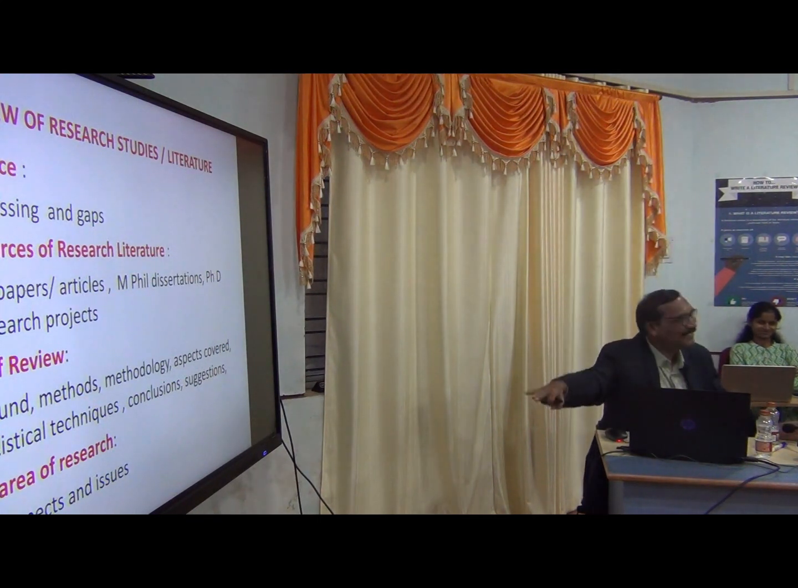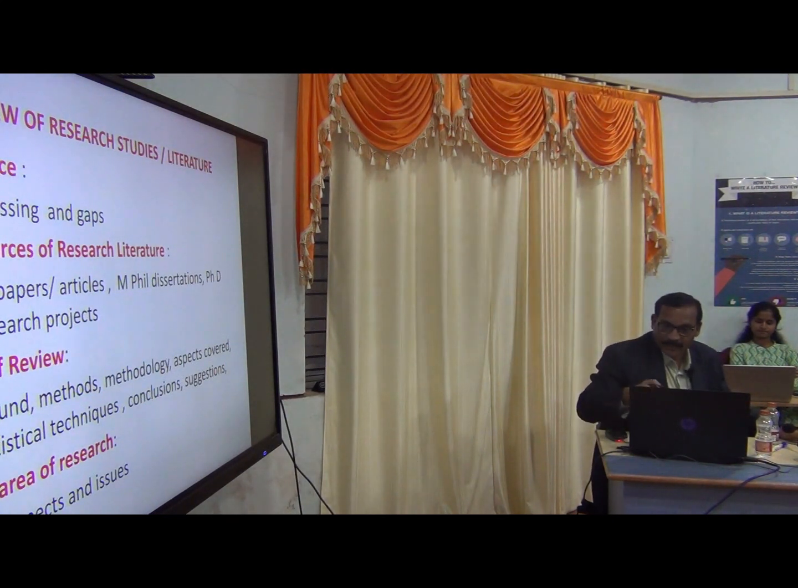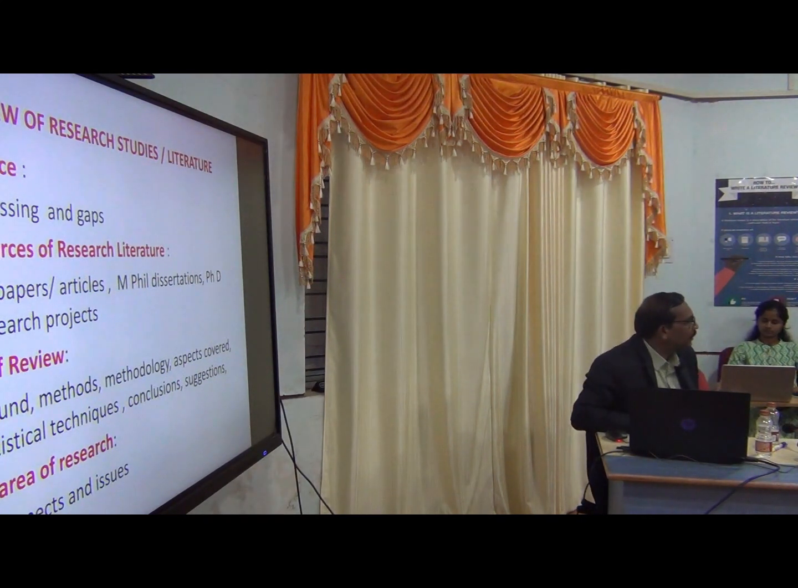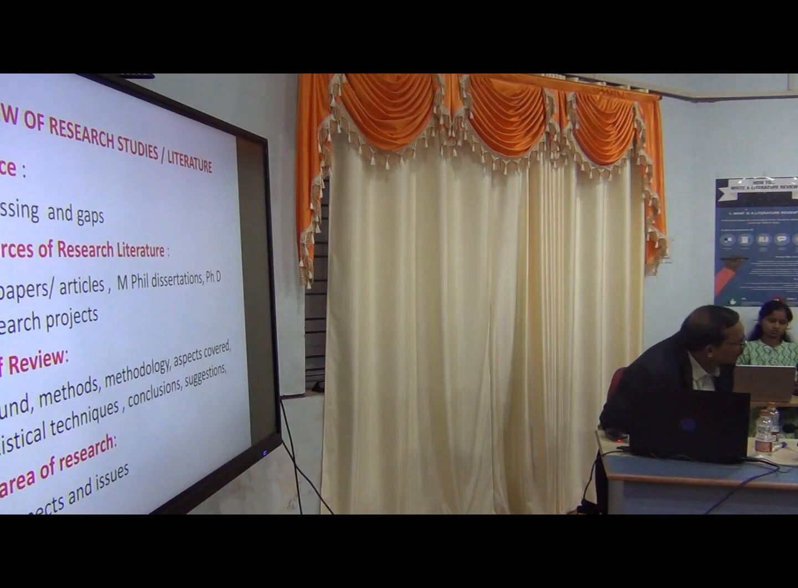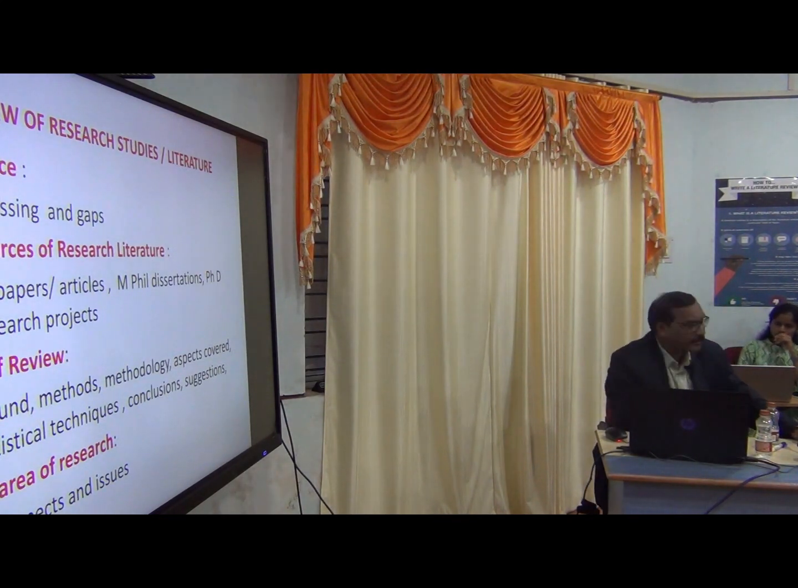Then these are the sources of research literature. From them we can collect literature, and we have to carry out a review of research literature. Then what to review? That is the nature of review of research literature. What actually is to be gone through, which is known as a review of research literature.